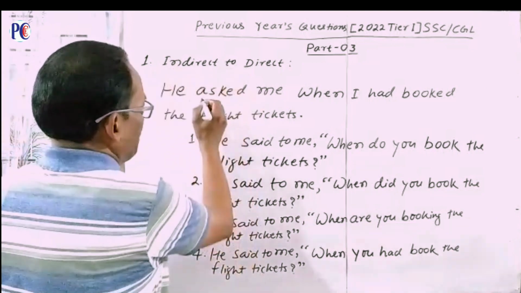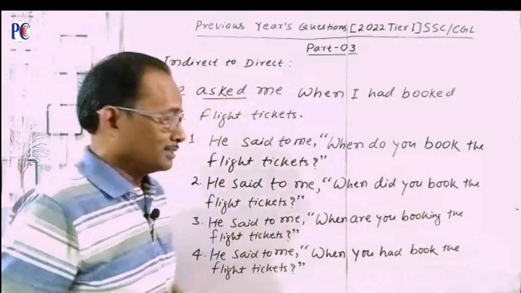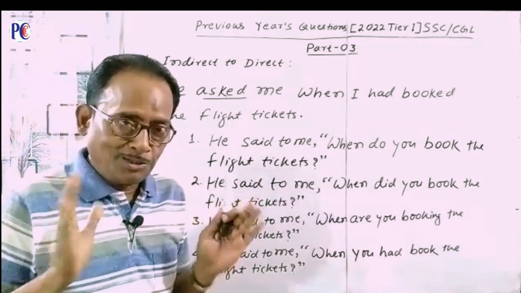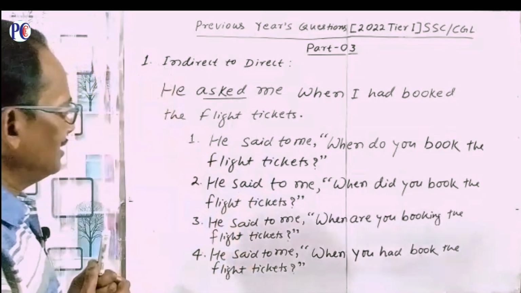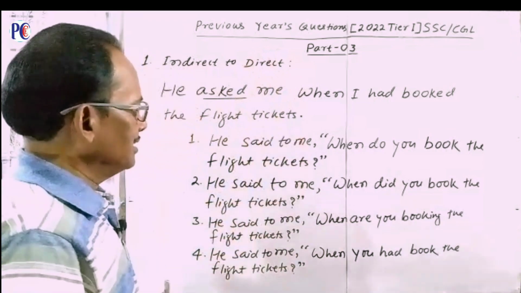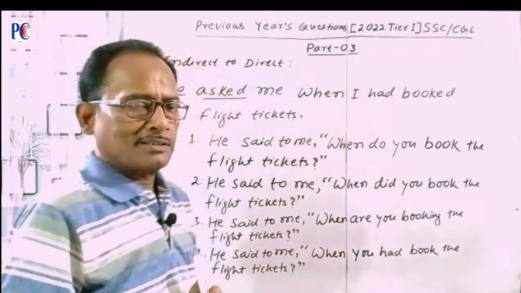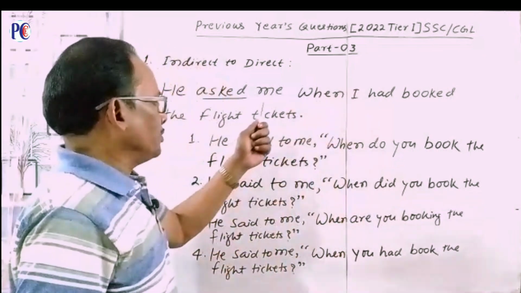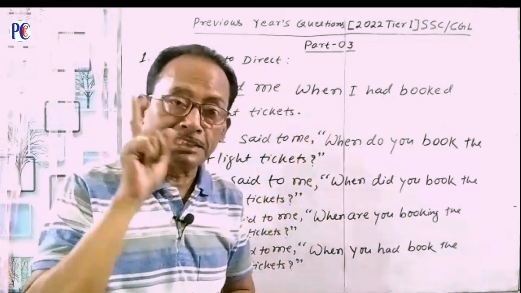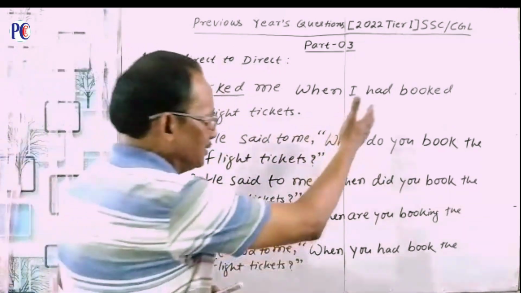Now pay attention to the reporting verb asked. In the direct, it must be said to. And you see, in all the options you have, he said to me. So this part is correct in all the options. Then, comma, inverted commas, you have these things in all the options. When I had booked, this first person I has come because the ORV is in the first person, me. So in the direct, it must be you, that is the second person, because the second person changes as per the ORV, object to the reporting verb. And you have you in all the options.